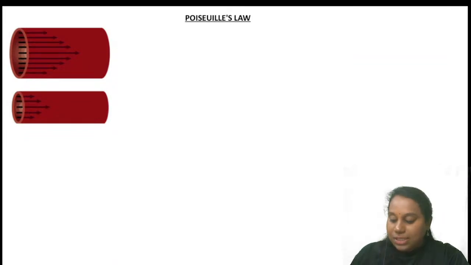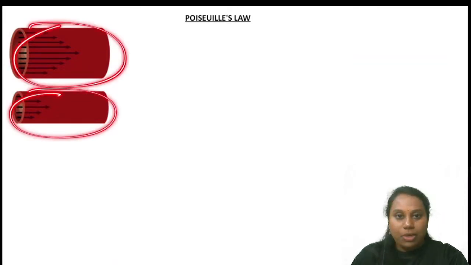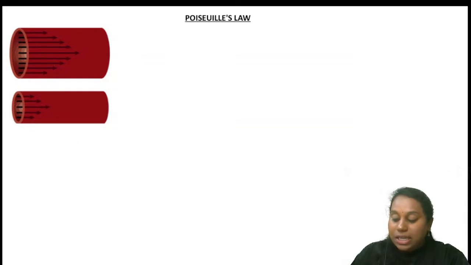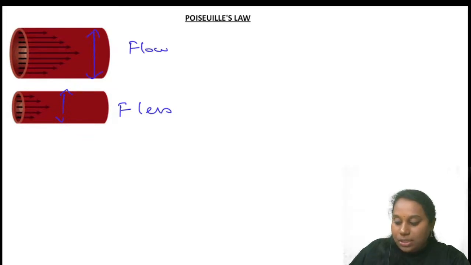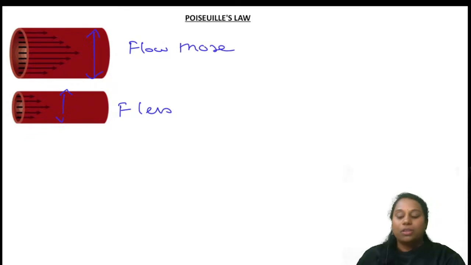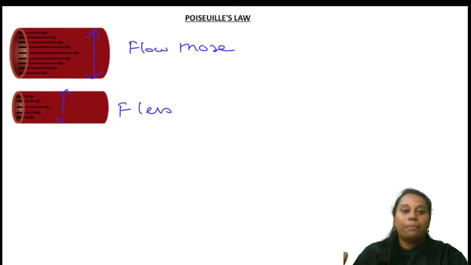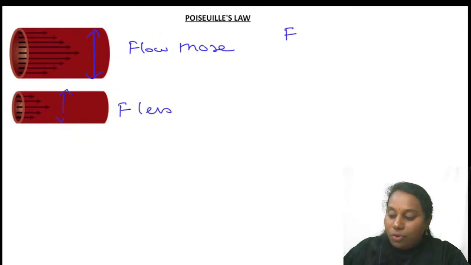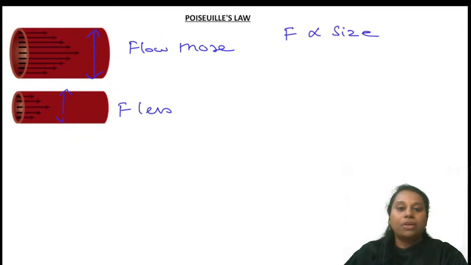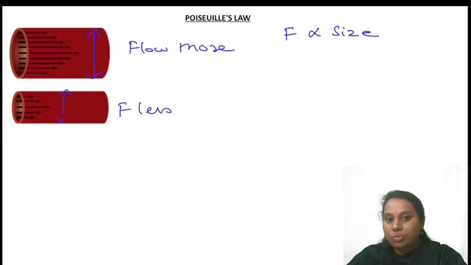There are two blood vessels here, a smaller blood vessel and a larger blood vessel. As you can see, inside a smaller blood vessel, there is only less space inside the smaller blood vessel. So the flow is less. But in a larger blood vessel, there is more space inside. So the flow is more. So smaller the size of the blood vessel, less is the flow. Bigger the size of the blood vessel, more is the flow. So we can say that flow is directly proportional to the size of the tube or the size of the blood vessel.